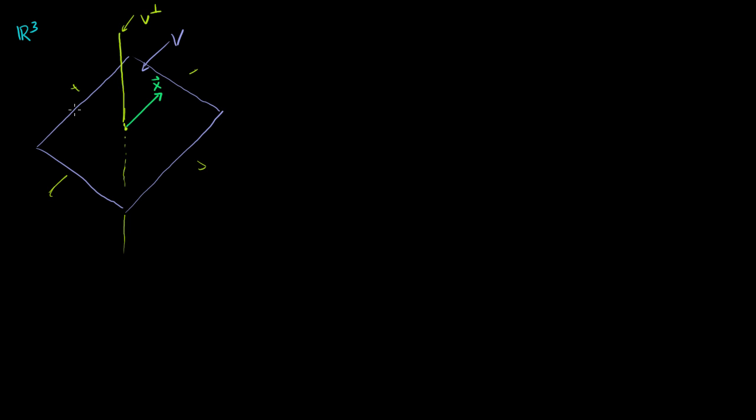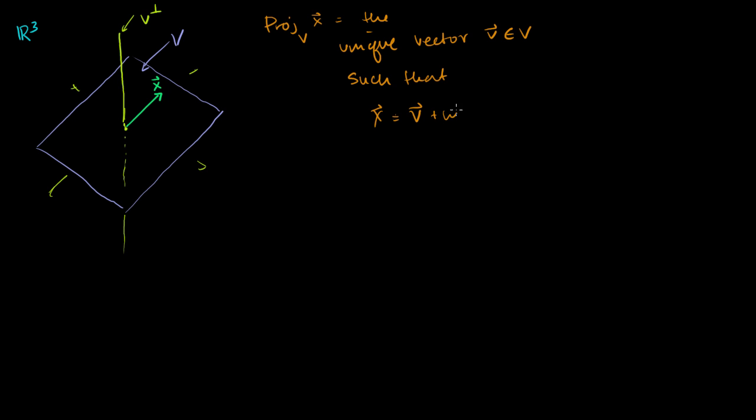x. Now, our new definition for the projection of x onto V is equal to the unique vector V. This is a vector V, that's a subspace V. The unique vector V that is a member of V such that x is equal to V plus W, where W is a unique member of the orthogonal complement of V. This is our new definition.